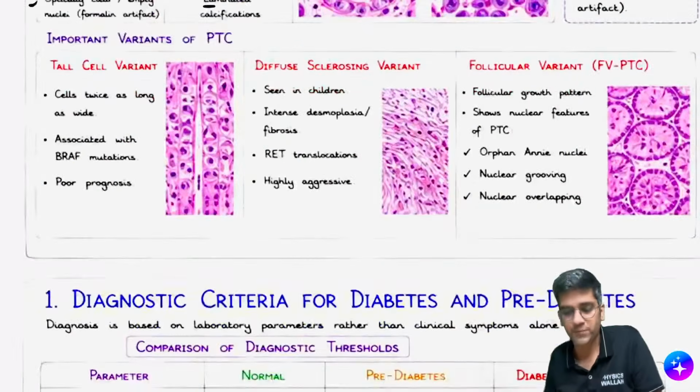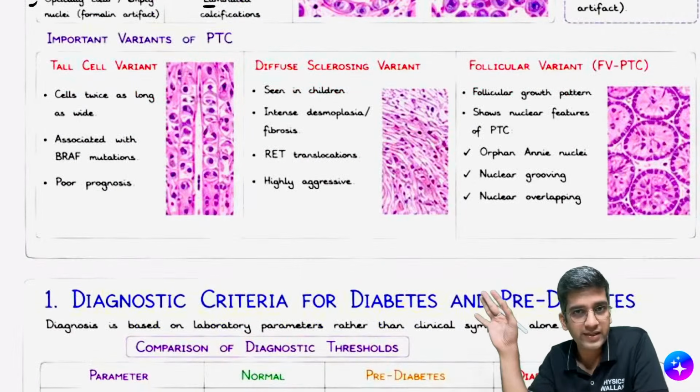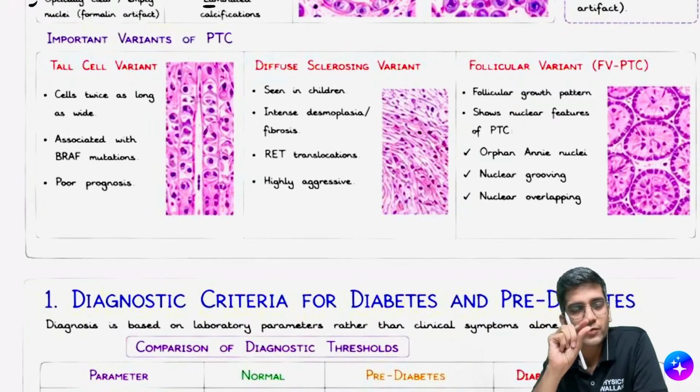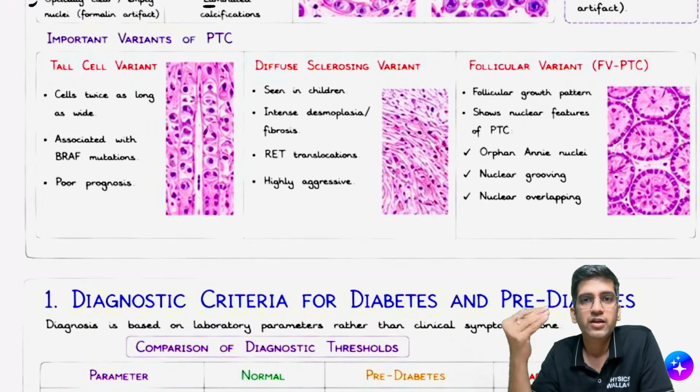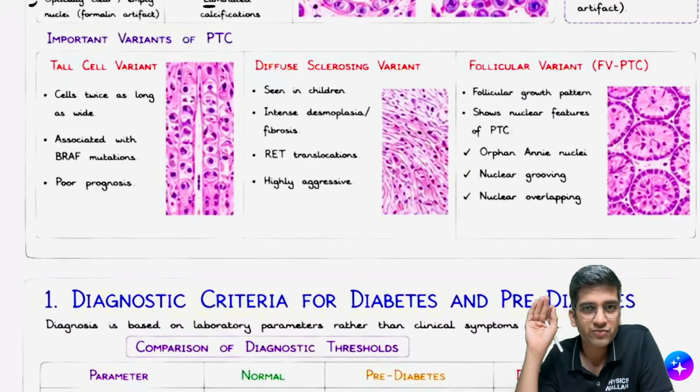But there are a few variants. If you're able to write the variants in detail, write it. Otherwise, at least remember the variants. For a pathology, there are close to 12, 13 variants of papillary carcinoma thyroid.